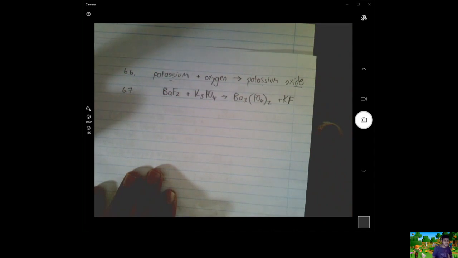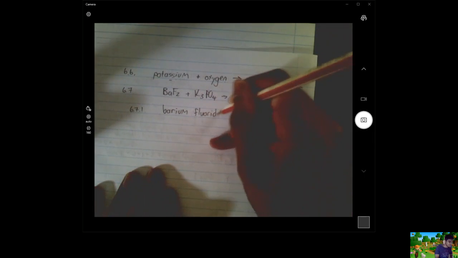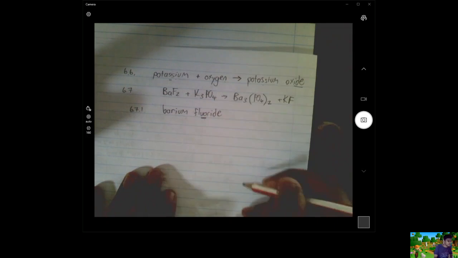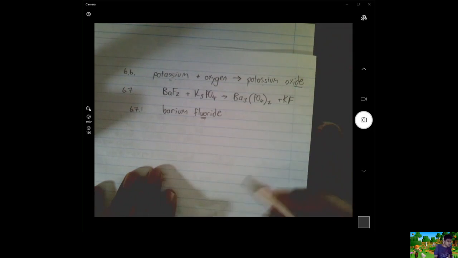IUPAC name, remember, is just the systematic or official name for a compound. So the name of BaF2: Ba is barium, and F is fluorine. When it's bonded, it changes to fluoride. These are 2 words. Spelling is important. Fluoride, U-O, and because there's a metal involved, I don't put a difluoride or anything in front of the fluorine.